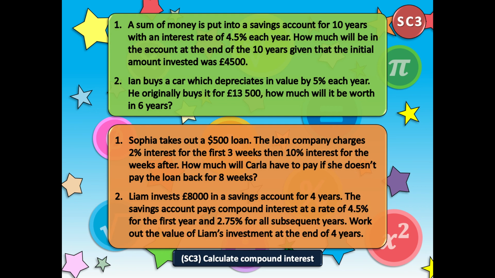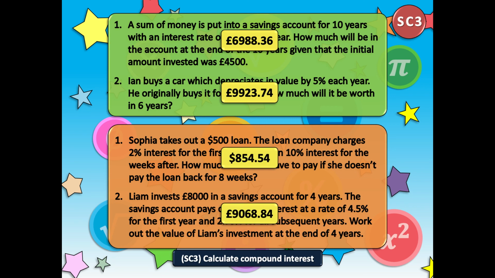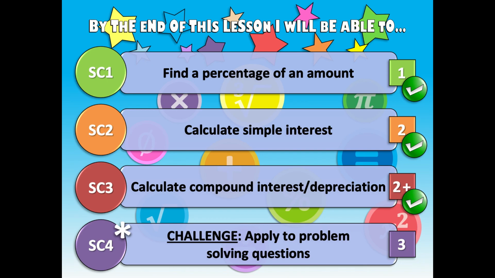Here are your answers. So there's your green answers. And there's your amber answers. And now we've completed success criteria 3. So now we're going to move on to number 4, and this is to apply to problem solving questions.